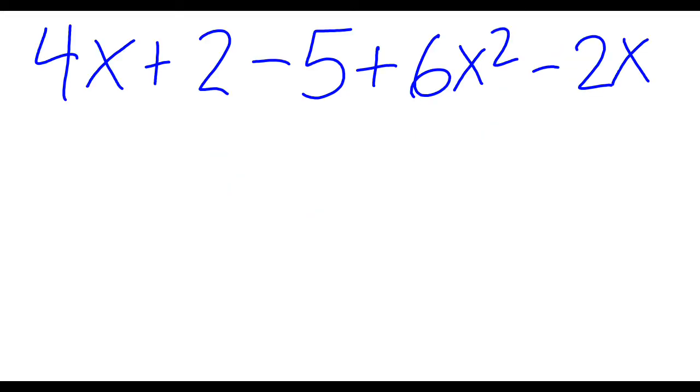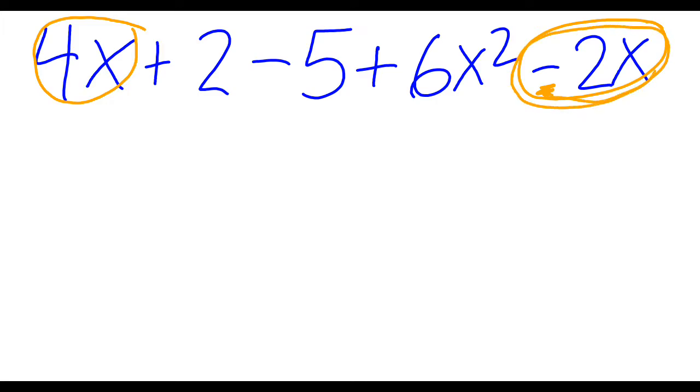So if this is our problem, 4x plus 2 minus 5 plus 6x squared plus 2x. First, I have to look for what terms are alike. All right, so I'm going to circle like terms. So 4x is a like term with minus 2x. Now, one of the common things was people were not circling the sign to the left here. Okay, you circle the number plus the sign to the left. All right, so that should be negative 2x.